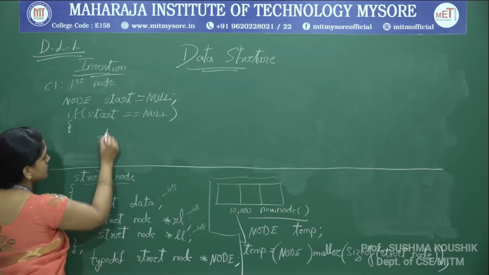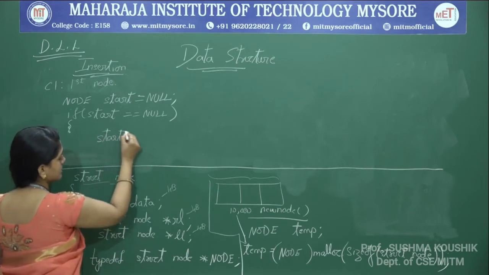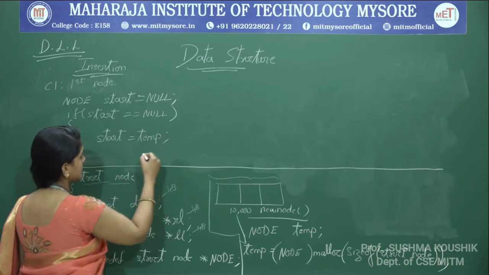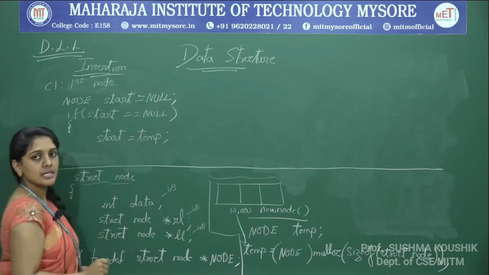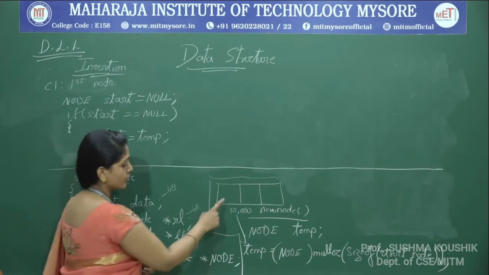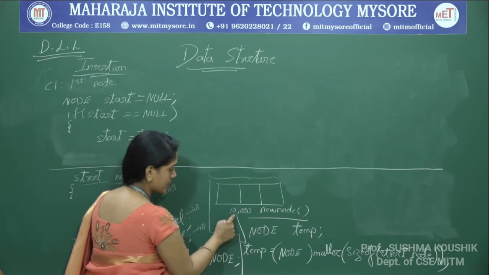So, what will I do? Start is equal to temp. On this line, what happens? Start itself is temp for us. So temp comes over here and sets, so this is with some valid address, 10,000.